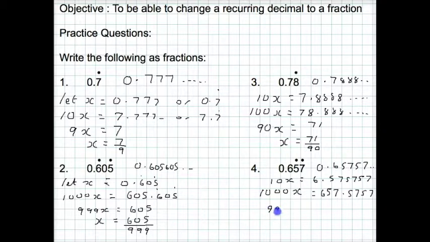So I'm now left with 990x. If I take 6.5757 recurring away from 657.57 recurring, I'm going to be left with 651. If I then divide the 651 by 990, I'm left with my fraction. This one will simplify. 3 will go into both of these. So 3 goes into 651 217 times, and into 990 330 times.